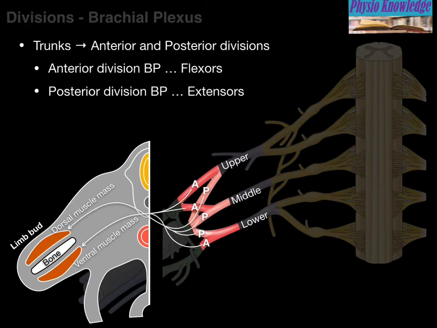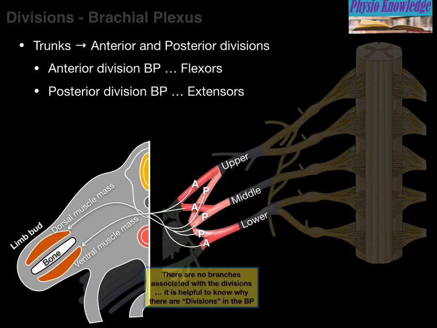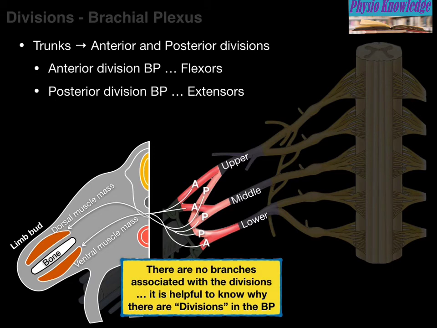And so what we see is the anterior division of the brachial plexus innervates flexors, and the posterior division of the brachial plexus innervates extensors. Basically muscles in front of and muscles behind the bones. And then another thing is the ventral muscle mass forms all the intrinsic hand muscles, which is why the anterior division of the brachial plexus innervates intrinsic hand muscles, and the dorsal muscle mass ends in the forearm. Their tendons go into the hand, but no intrinsic muscles of the hand are innervated by the posterior division. So there are no branches associated with the divisions of the brachial plexus. But I thought it's helpful to know why there are these divisions in the brachial plexus.